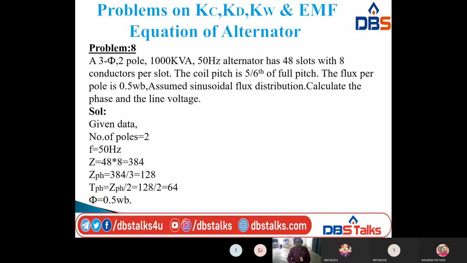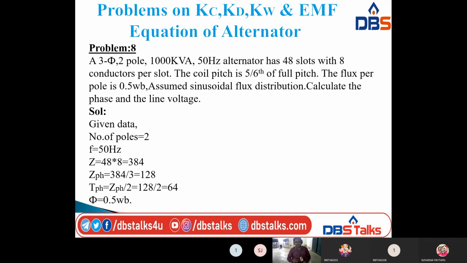And next, coming to the next problem, that is 8. Here they given that a 3-phase 2-pole 1000 kVA 50 Hz alternator has 48 slots with 8 conductors per slot. Here the coil pitch is 5 by 6 of the pole pitch, and the flux per pole is 0.5 Webers. Assume sinusoidal flux distribution. Calculate the phase and line voltage. So the given data is number of poles 2, frequency 50 Hz, number of phases 3, number of slots 48, and 8 conductors per slot.